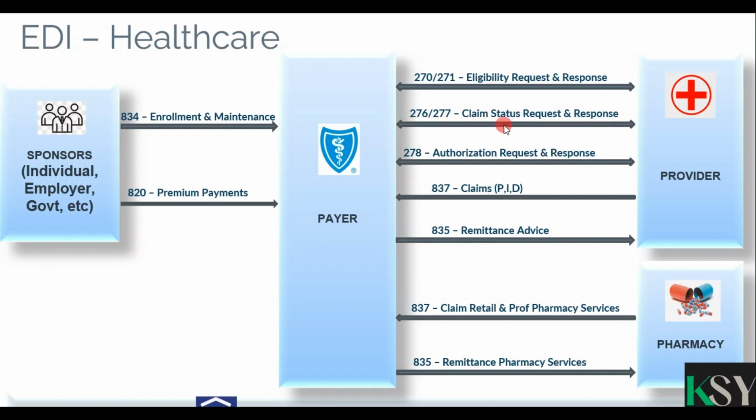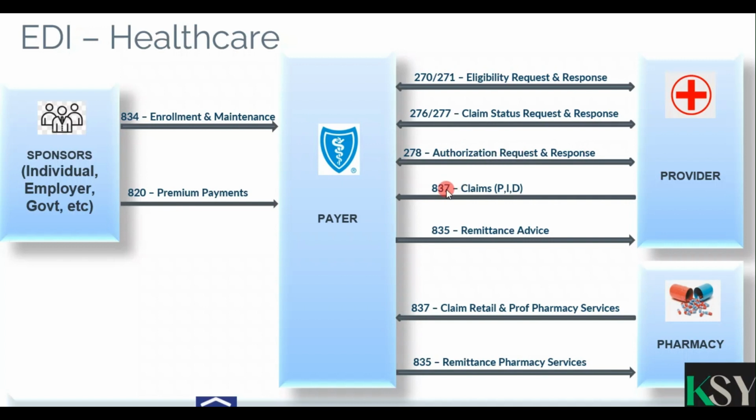The next one is used to track the status of the claim. So these two transactions, 270/271 and 276/277, are basically real time. And then we have the 278, the authorization request and response. This is used to track the authorizations.